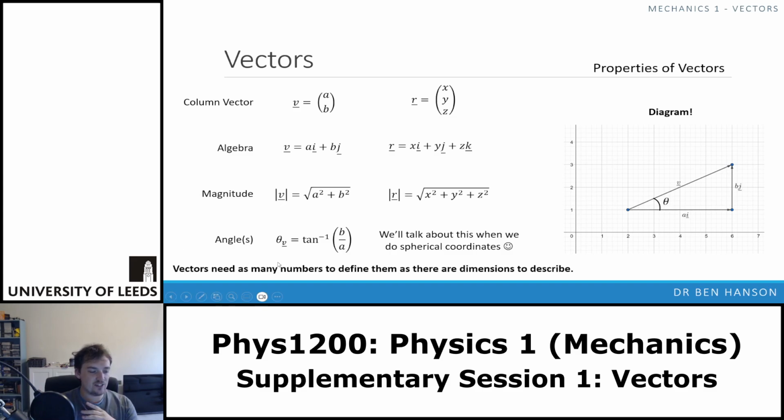But in general, vectors need as many numbers to define them as there are dimensions to describe. So in 2 dimensions, we need a and b. In 3 dimensions, we need x, y, and z, a, b, and c, whatever you like. But we can also use the magnitude and the angle instead. So 2 dimensions, we need the length of the thing and the angle it comes round to. In 3 dimensions, we need the length of the thing, 1 angle, and then another angle to find us a position in 3-dimensional space. So we need 3 numbers because we're in 3D, 2 numbers in 2D, so on and so on.